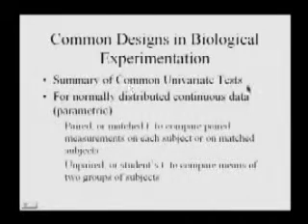So a summary of the common univariate tests is presented in the next series of slides. So for normally distributed continuous data, this would be parametric. So it would be paired or the matched t to compare paired measurements on each subject or on matched subjects. An unpaired or a student's t, the one we're more familiar with, we would compare the means of two groups of subjects.